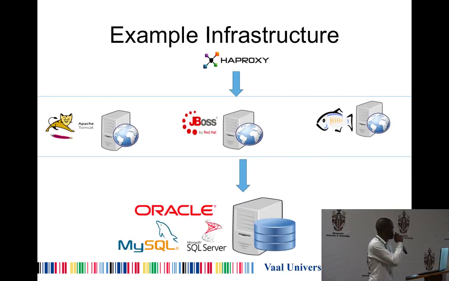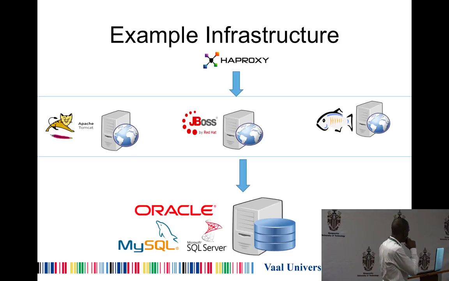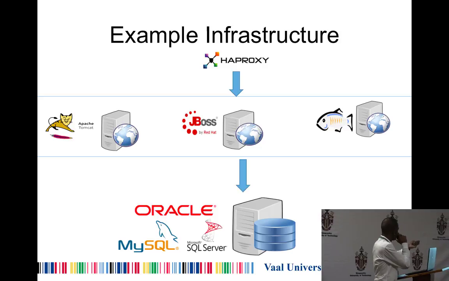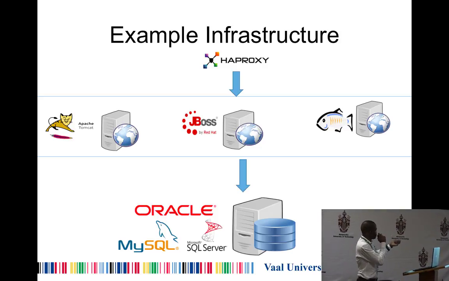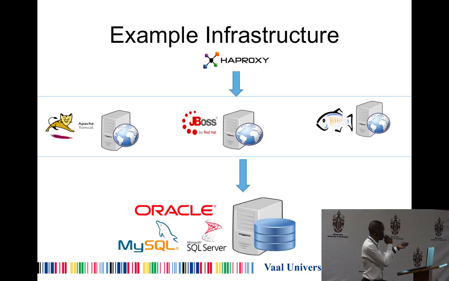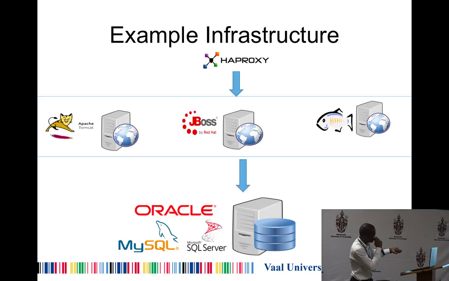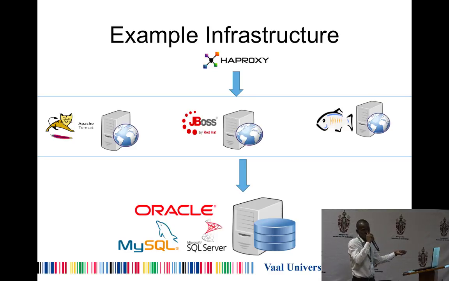Okay, this is an example of an infrastructure. One of you guys might be having this at the institute. You have your high availability at the top. After that, you might have your web servers, your Apache, your JBoss, your Glassfish, and another high availability for your database just before your database. And at the database, you might have a cluster as well.